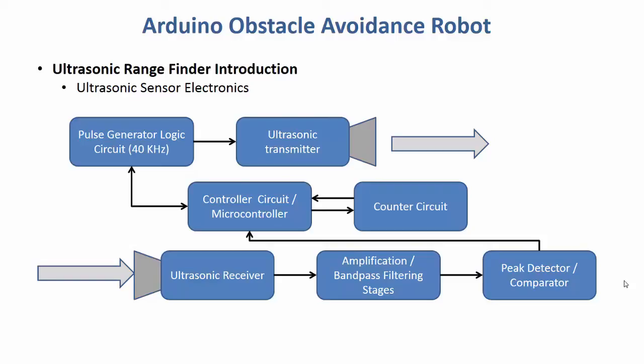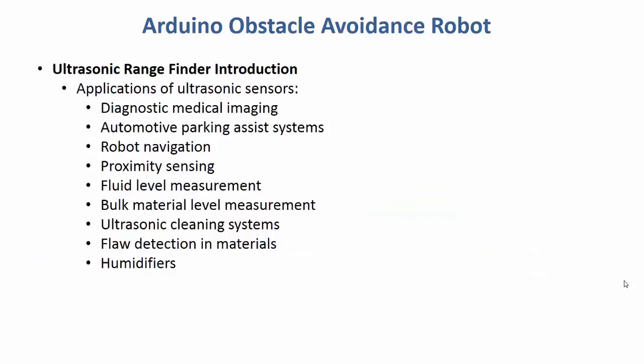Now, that signal has been attenuated quite a bit, so it needs to be amplified, and it also needs to be filtered to remove noise. After that amplification and filtering, it's fed into a peak detector circuit or a comparator circuit, and then it's fed into the analog to digital converter of the microcontroller. At that point, there's generally some code written in the microcontroller to output a pulse that corresponds to the distance to the object. Ultrasonic sensors are used in a wide variety of applications, and to highlight a few, these include diagnostic medical imaging, robot navigation, and even flaw detection in materials.